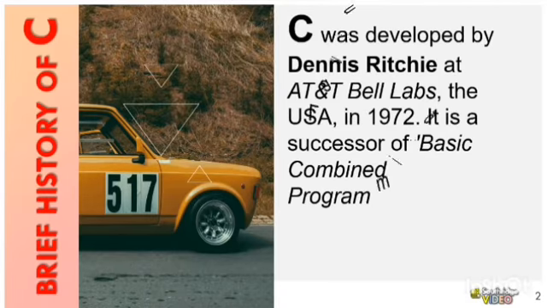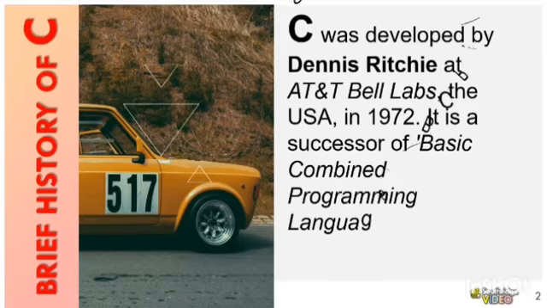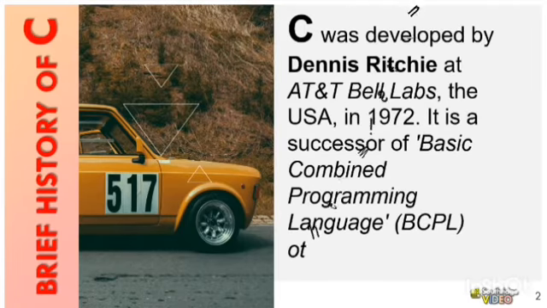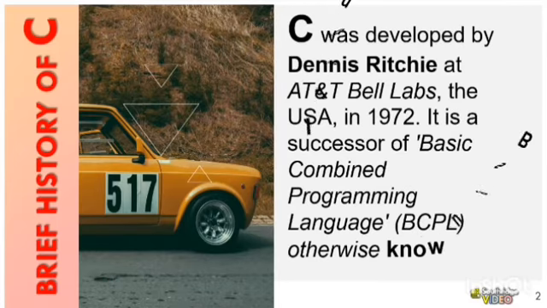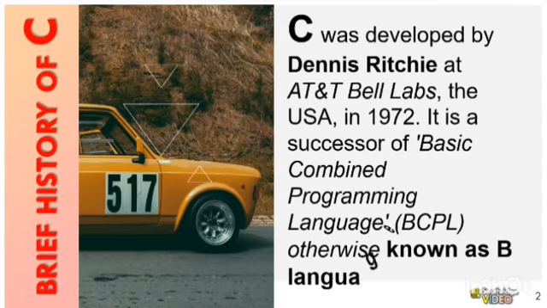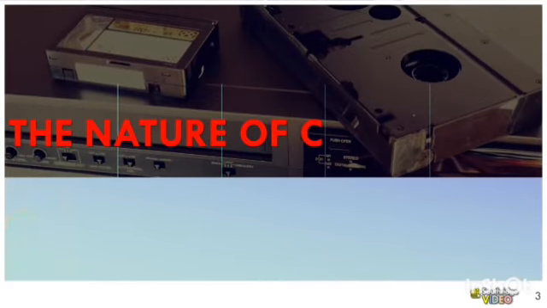The language was so wonderful because it was an advancement. What B could not do, and other languages such as Pascal, Fortran and COBOL could not do, C came to do, and that is how powerful C is. Now, what makes C different and more powerful than other languages in existence?